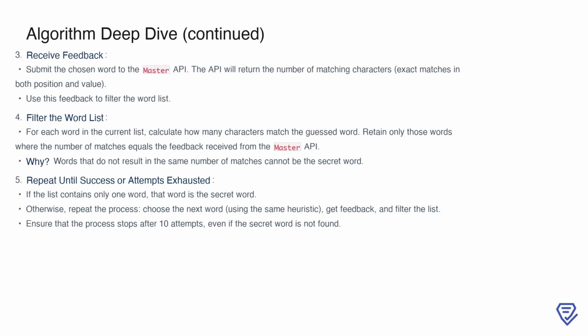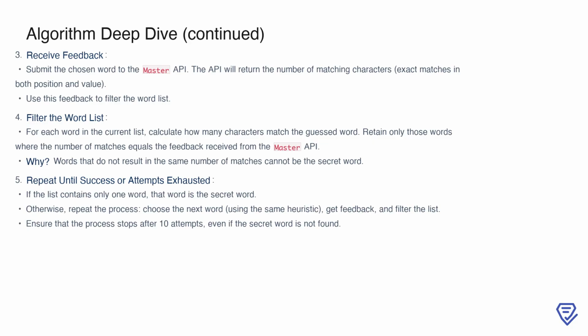Once we have chosen a word to guess, we submit it to the master API and receive feedback in the form of the number of matching characters. This feedback is then used to filter the word list further. For each word in the current list, we calculate how many characters match the guessed word and retain only those words where the number of matches is exactly equal to the feedback received. This step is key because any word that doesn't produce the same feedback cannot be the secret word and can therefore be eliminated.